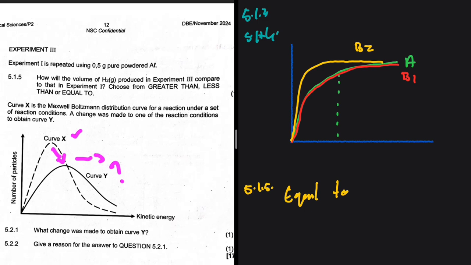There we go. Don't forget 5.1.4. Are you going with B1 or are you going with B2? Let me know in the comments.